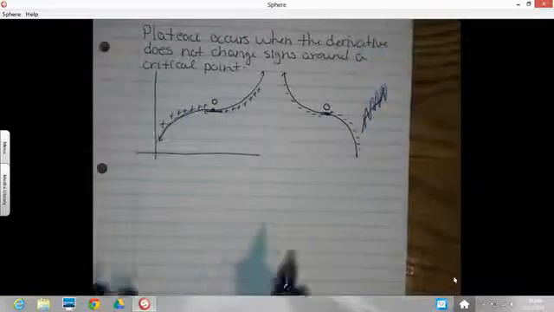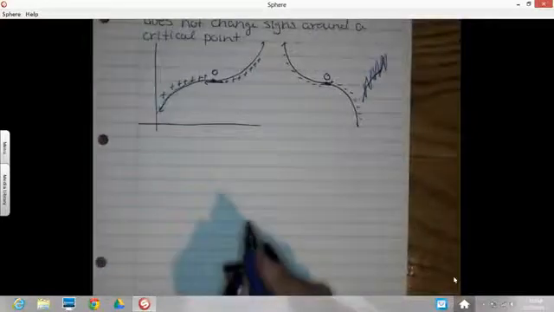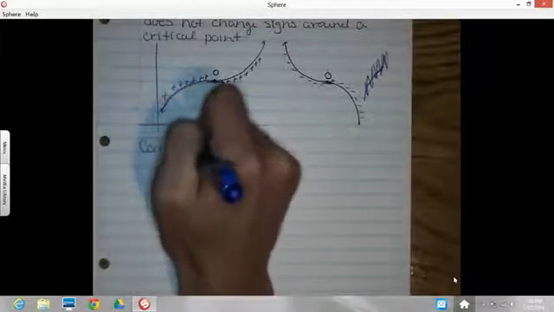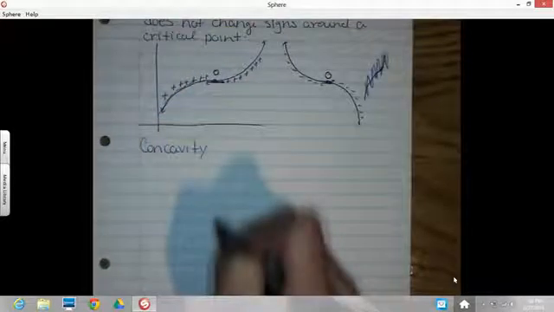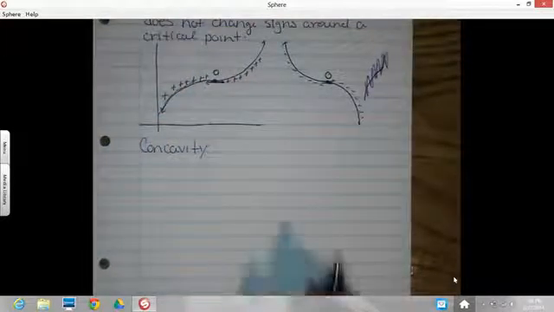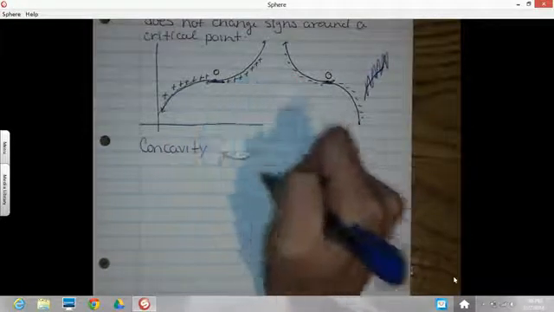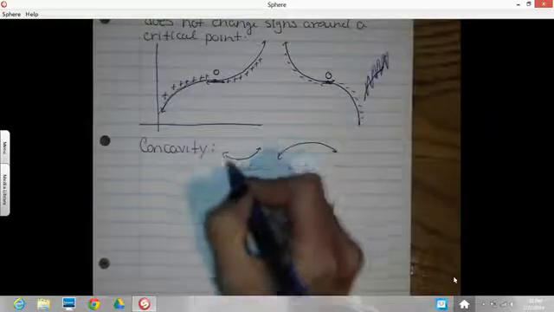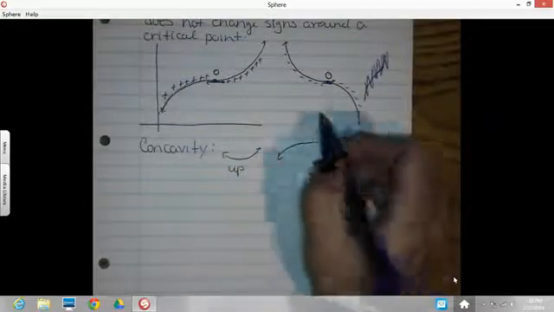Alright, the other thing we want to talk about is concavity. Concavity is the curvature of the graph. There's 2 concavities. There's concave up. Up is obviously when it's curved up, concave up. And then there's concave down. So think about this as a cereal bowl up. This one's the cereal bowl flipped over. Concave down.